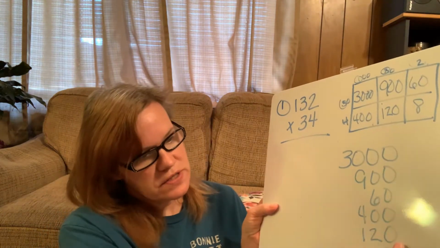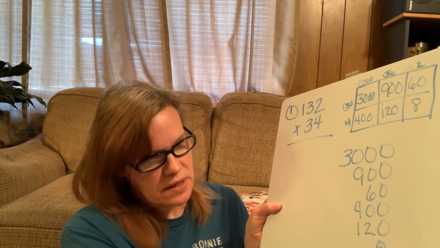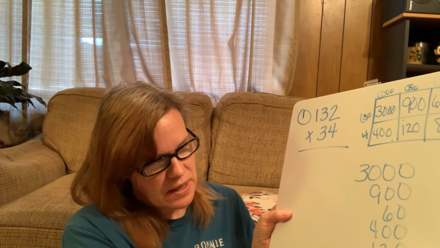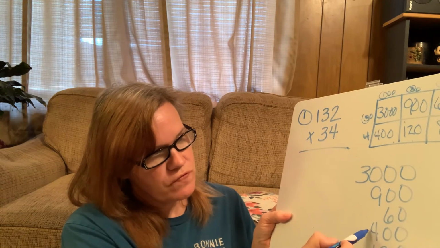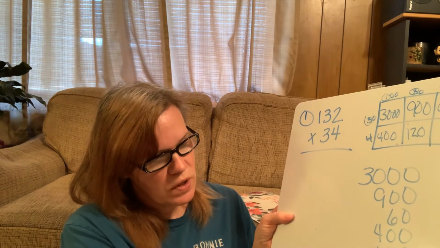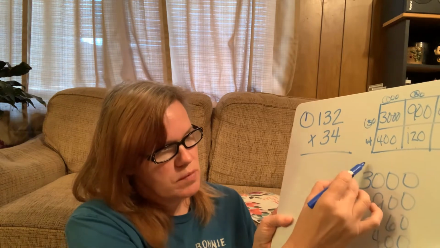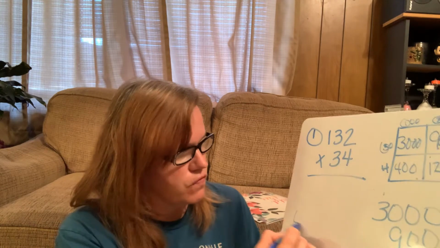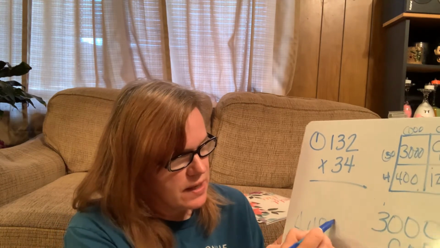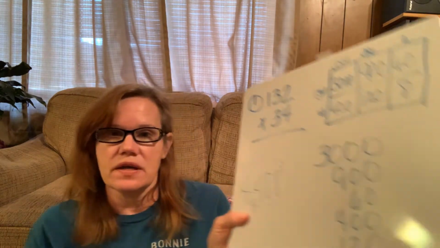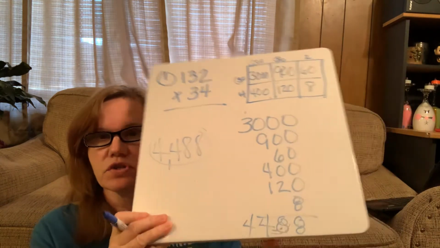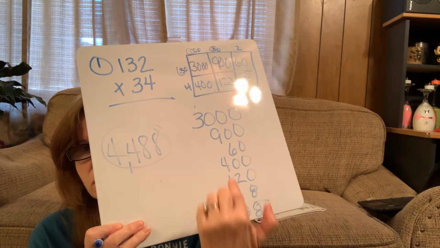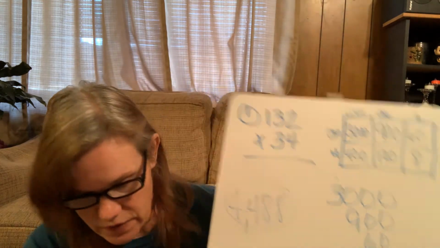So add all these zeros up plus that 8 gives me 8. 6 plus 2 is 8. 9 plus 4 is 13. Plus 1 is 14. Carry my 1. 3 plus 1 is 4. So my answer is 4,488. Okay? That is my area model. Be sure you keep everything lined up in the ones place, the tens place, the hundreds place, and the thousands place when we add all those up.